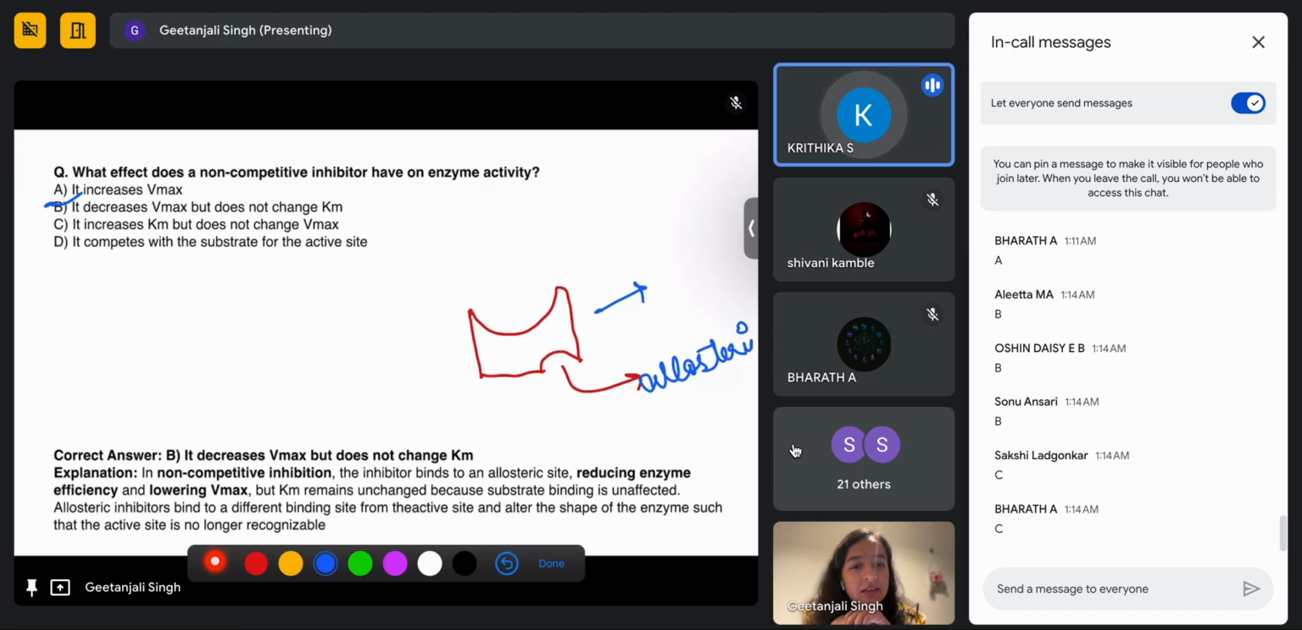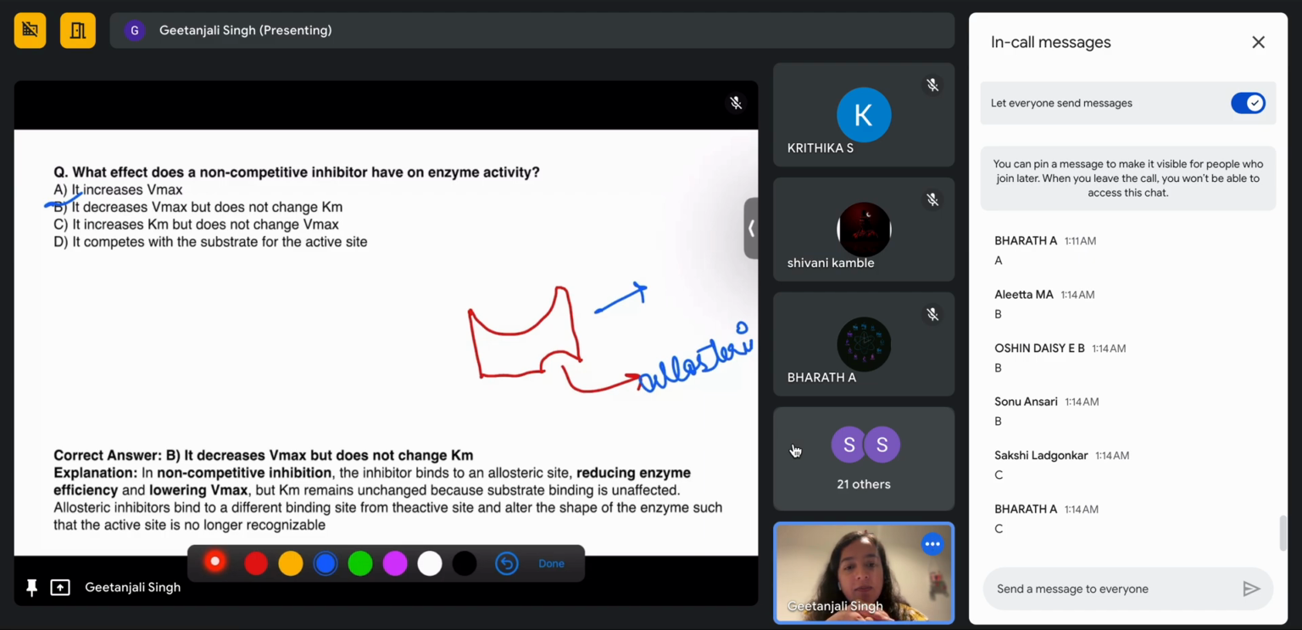You understand it now? Yes. In case of non-competitive inhibition, Vmax decreases, and the Km remains the same, because the concentration of substrate does not lead to any kind of change. But in case of uncompetitive inhibition, Km also decreases along with Vmax.